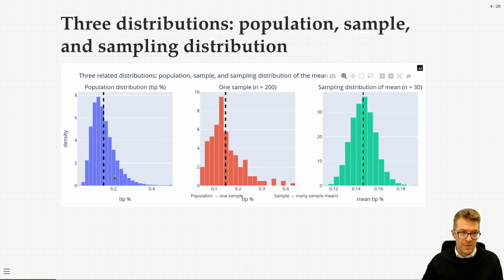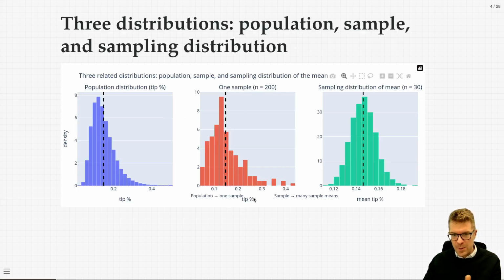And then we have, this is the density function. We don't have access to the true population distribution in terms of how people tip after they've had a meal or after they've received some service. What we do have is a sample. So instead of having millions and millions of people, we have a sample of 200 people, n equals 200.